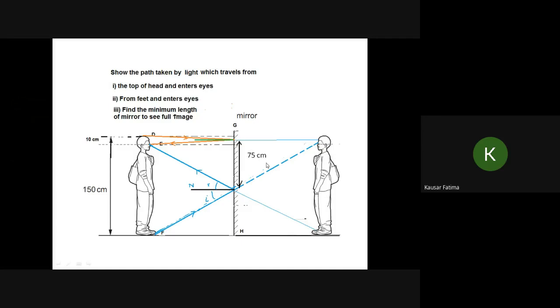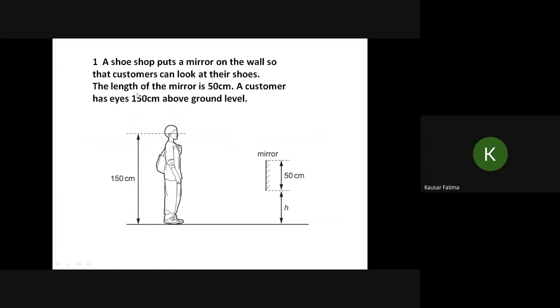Let us now go to the next question. A shoe shop puts a mirror on the wall so that customers can look at their shoes. The length of the mirror is 50 centimeter. A customer has eyes 150 centimeter above the ground. This person is taller than the previous one. So this is the mirror, and the length of the mirror is 50 centimeter. They are asking at what height it should be placed so that the person can see his shoes.